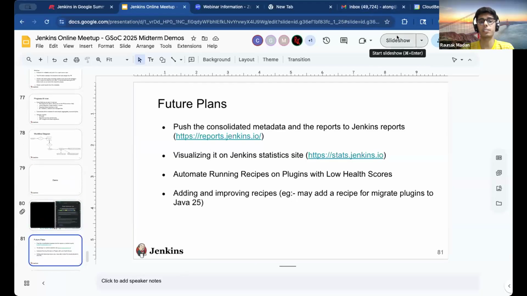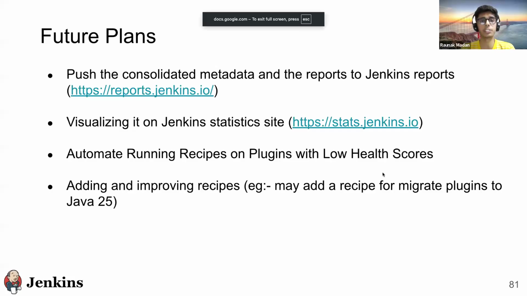For the future plans, we will be pushing the consolidated metadata to the Jenkins report site and visualizing it on the Jenkins statistics site. Also, we would be automating running recipes on plugins with a low health score based on their failing probes, and adding and improving recipes. Like we may add a recipe for migrating plugins to Java 25. So yeah, next slide, please.